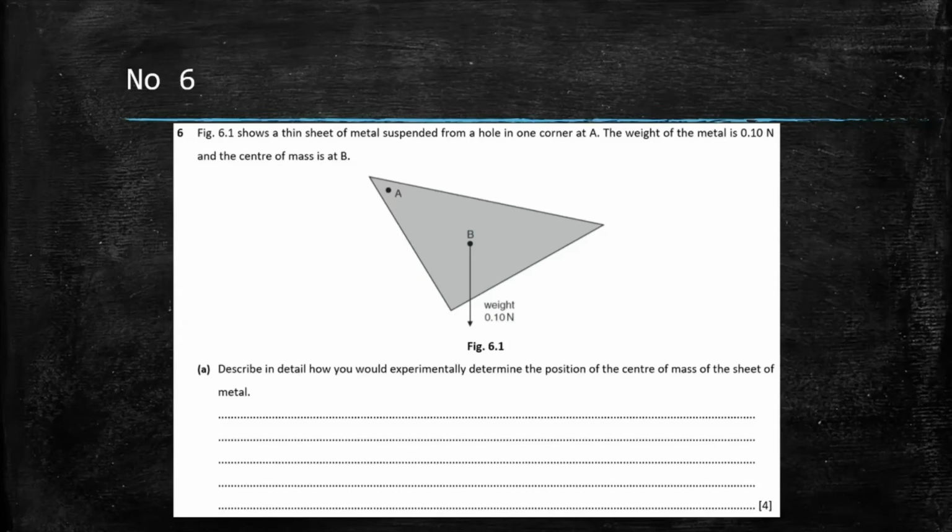Question number 6. Figure 6.1 shows a thin sheet of metal suspended from a hole in one corner at A. The weight of the metal is 0.1 Newton and the center of mass is at B. 6a. Describe in detail how you would experimentally determine the position of the center of mass of the sheet of metal.